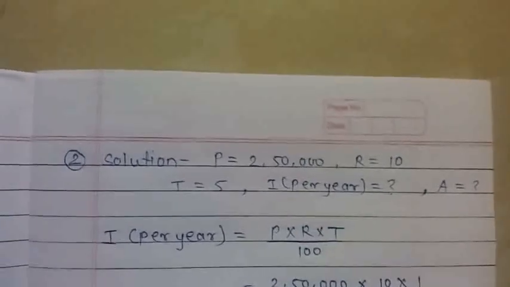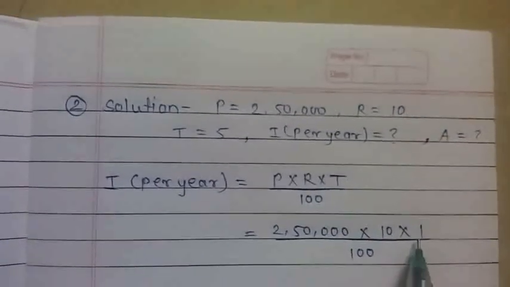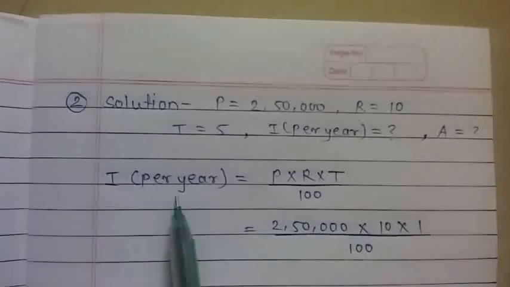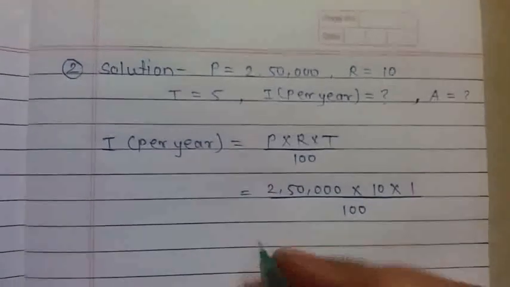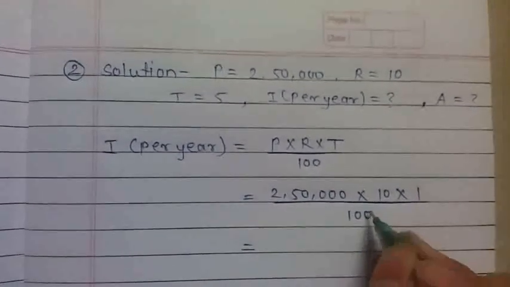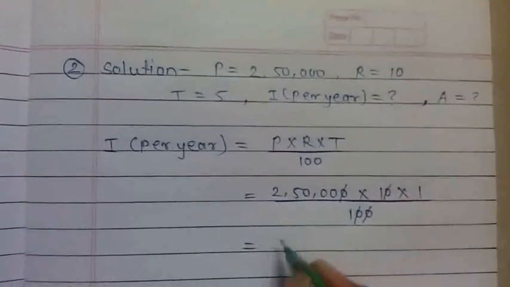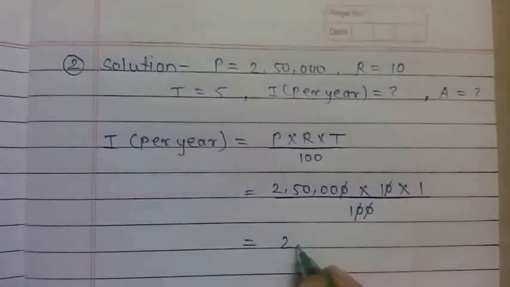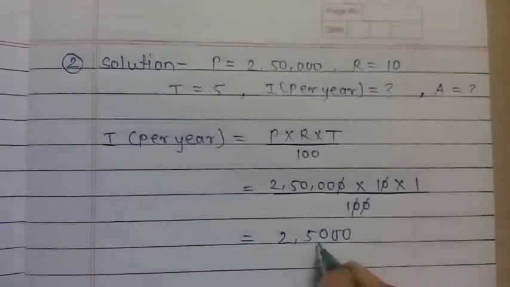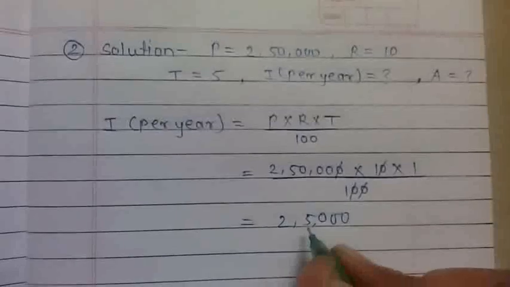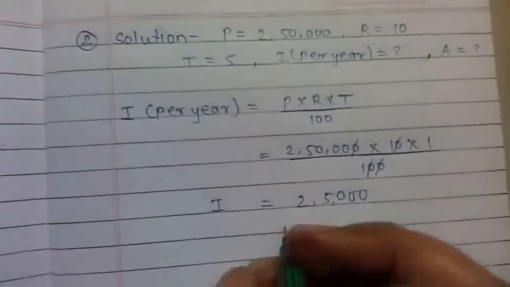Now put the given values in the formula. Here we are taking T as 1. Why 1? For 1 year. We are finding the value for 1 year. That's why I will take the value of T as 1. Now see. This 0 will get cancelled. This 0 and this 0 will get cancelled. Now what is remaining? 25,000. This is the value of I per year.